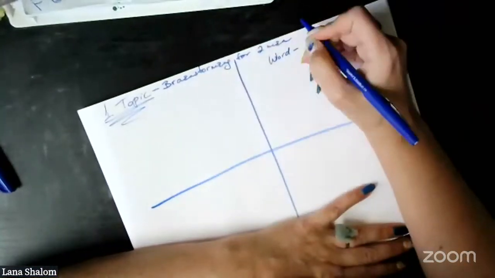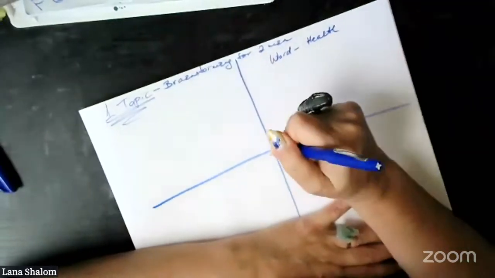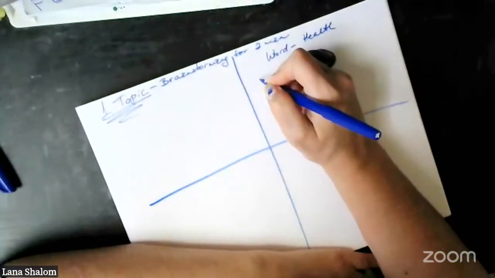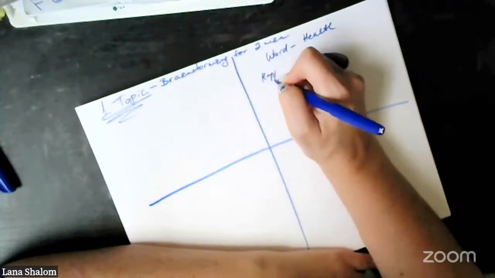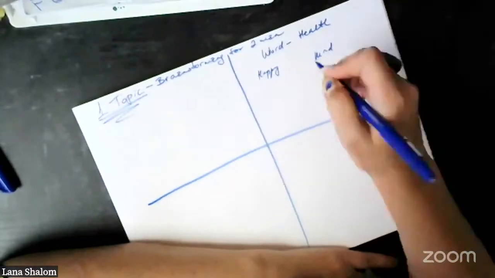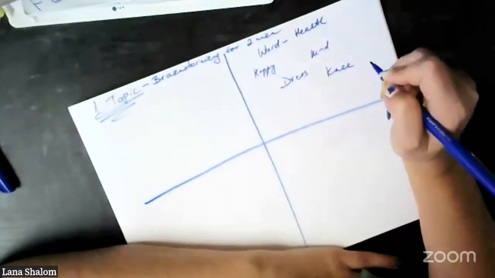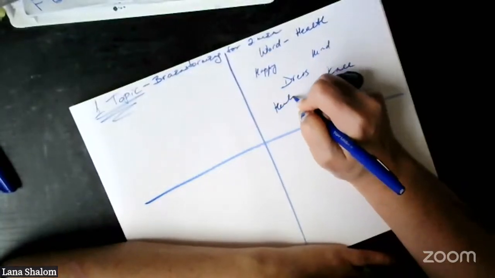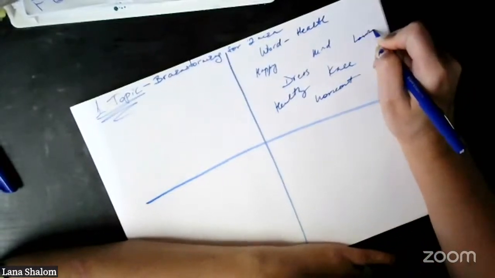Let's say health. I'm going to put the word health on top, and then put a 2-minute timer and write the words underneath. Happy. I'm not even doing it, I'm just giving you an example. Whatever comes to mind, I'm just writing it down. Knee. I've been having a pain in my left knee for quite some time. Healthy, workout, losing weight.